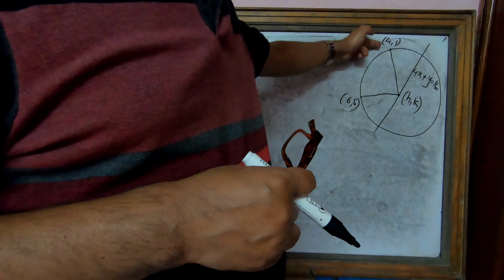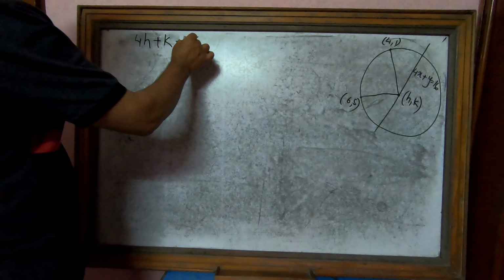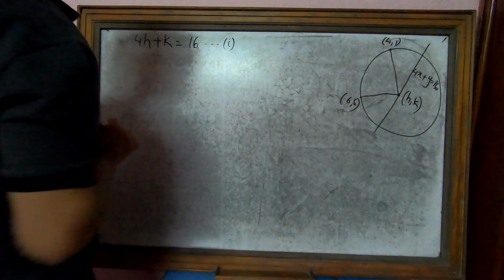To know the values of two unknown quantities, we have to have two equations. So how can we form these two equations? Very simple. Number one, since this line passes through this center, these coordinates h and k satisfy the equation of this line. So the first equation we get from here. H and k satisfy the given equation, 4x plus y equals 16. So it becomes 4h plus k equals 16, our first equation.